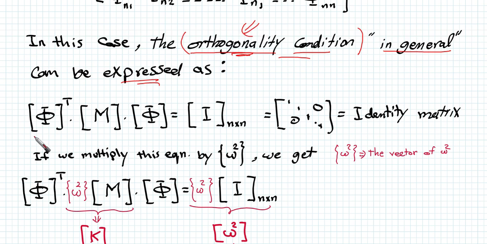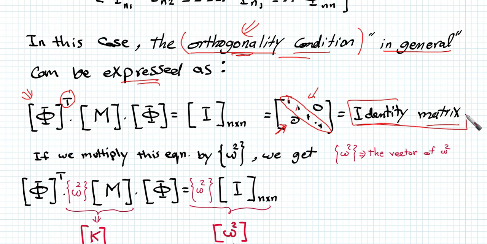So the orthogonality condition is now expressed in this form. If you remember, the modal matrix transpose times the mass matrix times the modal matrix is going to give us the identity matrix. What is the identity matrix? All the diagonal elements are going to be 1, and all the off-diagonal elements are going to be 0. This is what we call the identity matrix.